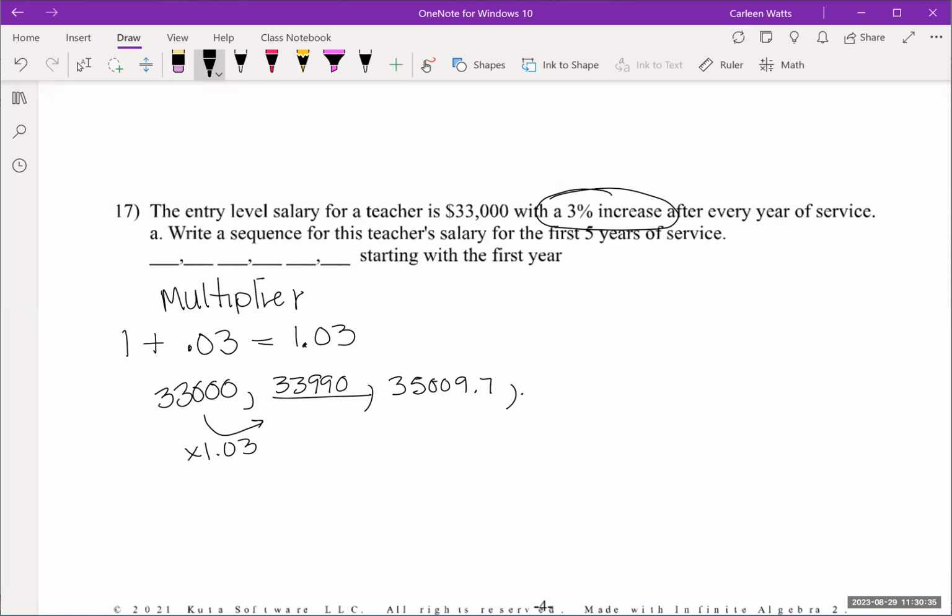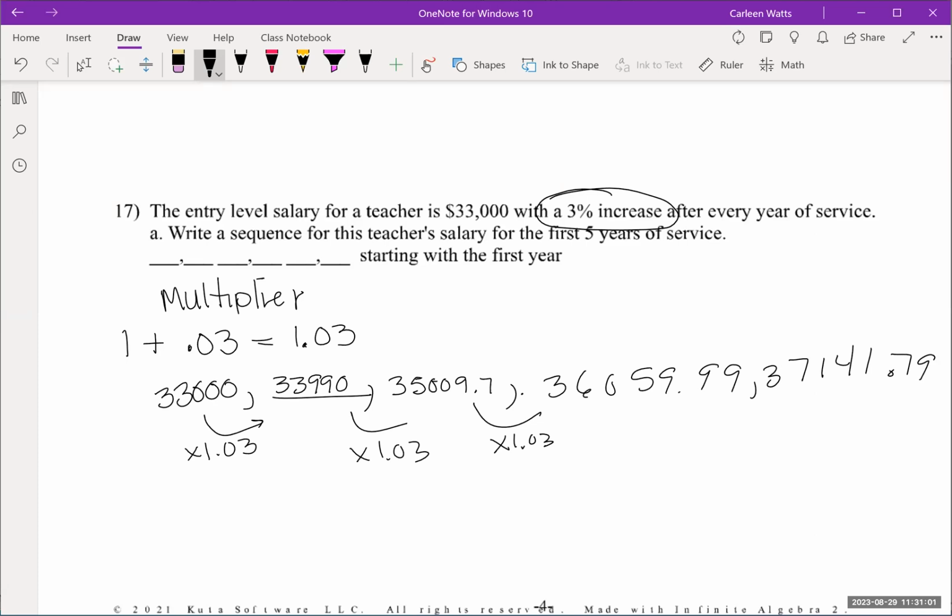Multiply again. Times 1.03. 36059.99. Do not clear your calculator. Times 1.03 again. 37141.79.